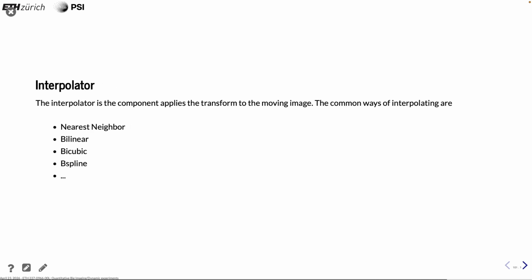Then for the interpolator, we can use different types depending on the effort we want to spend.